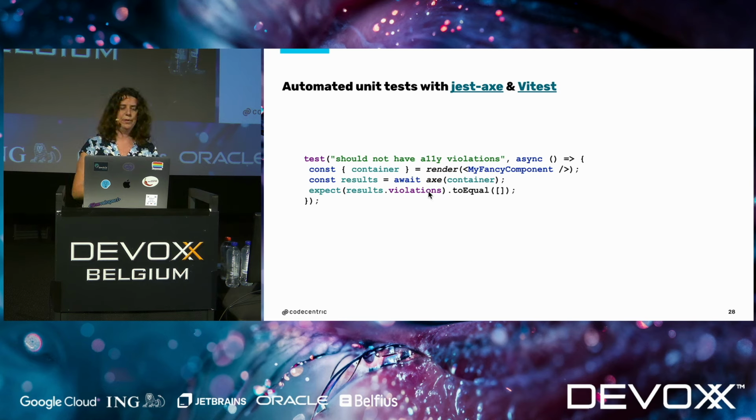When would you do this? When would you put it in your unit test? I think this is exactly the use case. You have a fancy component like, I don't know, a menu or a dialog, and you want to ensure some baseline accessibility for this component.